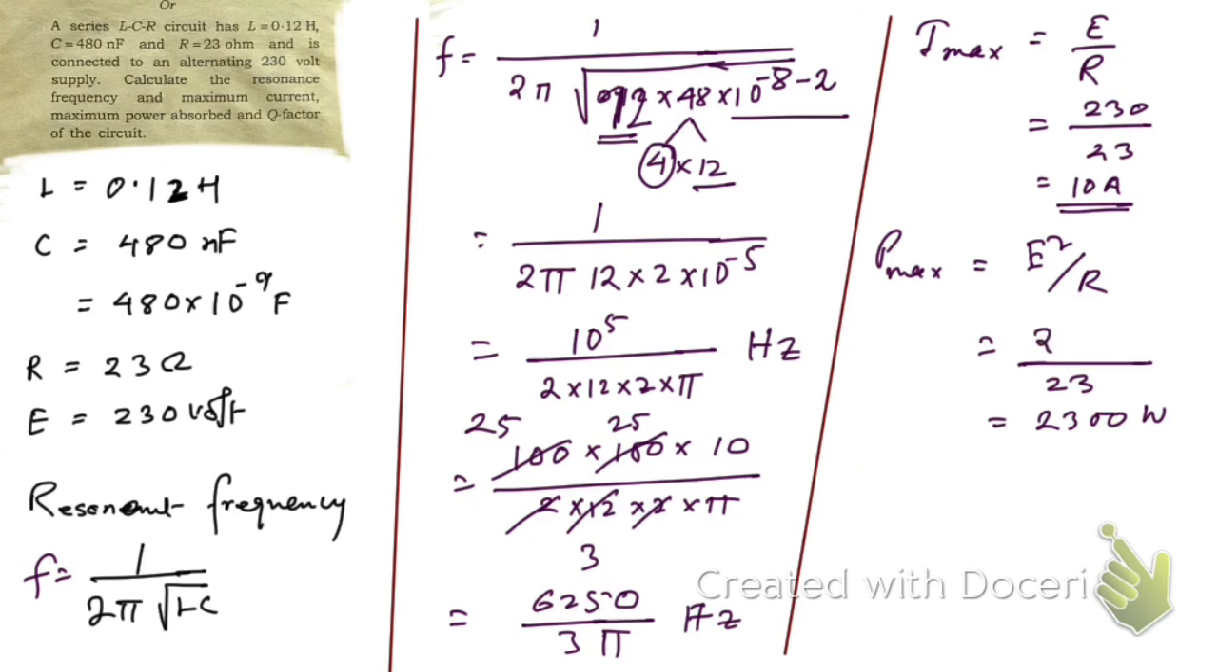So 230 square means 230 into 230, right? If you divide this by 23, that's going to give you 10. So here we're going to get 2300.